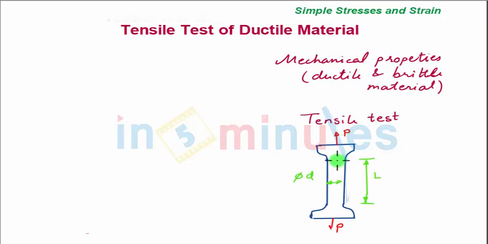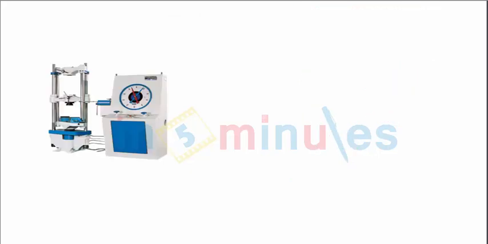Tensile test can be carried out on a standard specimen of the shape as shown in a figure of diameter d and length L by applying tensile load on its axis. This test is carried out on a machine called as universal testing machine. The specimen is loaded between the two jaws of the machine and by hydraulic means loads are applied so that tensile load is applied on the specimen.